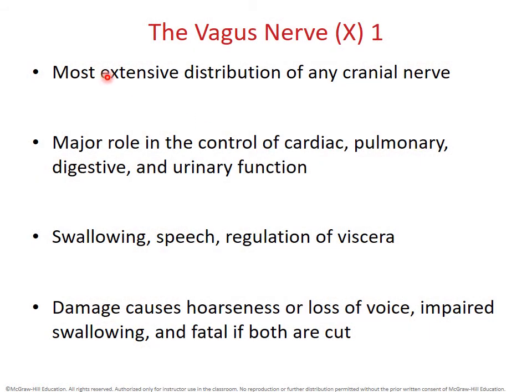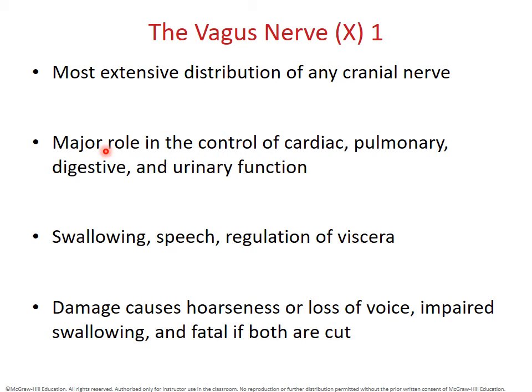The 10th cranial nerve is the vagus nerve. And while it's not the biggest in terms of size, diameter, it is the most extensive. So it is the longest cranial nerve, and it extends, as I said, not just through the head and neck region, but throughout the ventral cavity. And so the vagus nerve is the principal parasympathetic nerve of the body.